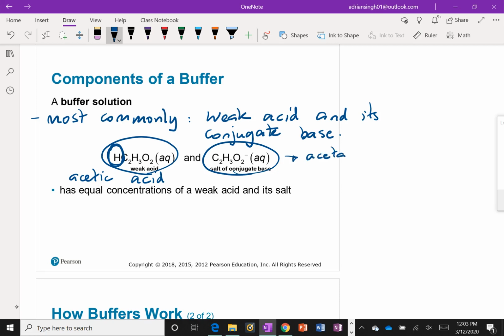And oftentimes you'll see the term salt of the conjugate base. All that means is that there's some sort of a positive ion in there that's going to take care of this negative charge, right? So sometimes it's like a sodium ion or a potassium ion. That's all that means, is that there's a positive ion present as well. So your buffer is going to be made up typically of a weak acid, right? That's the first component, and the conjugate base of that weak acid. And there are equal concentrations of both of those components of the buffer.